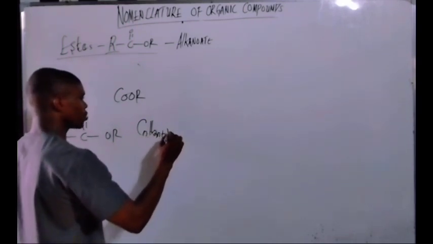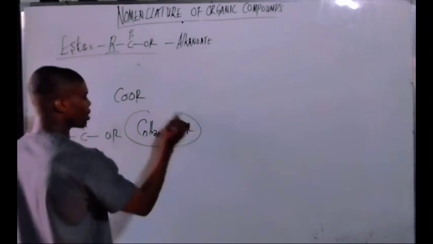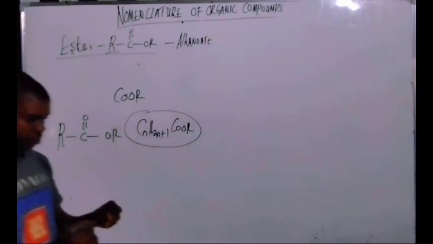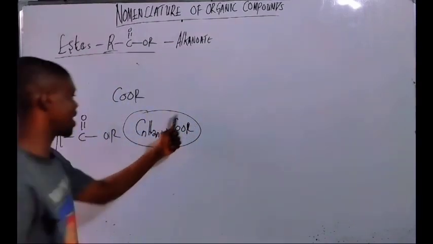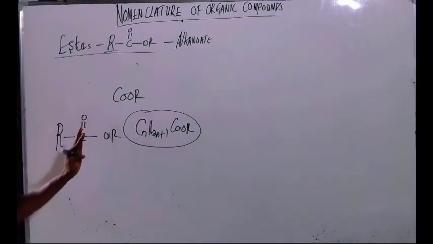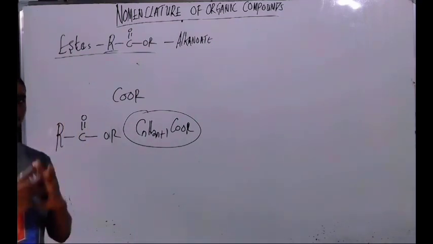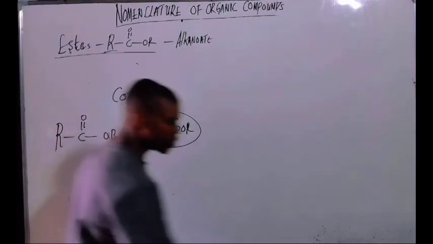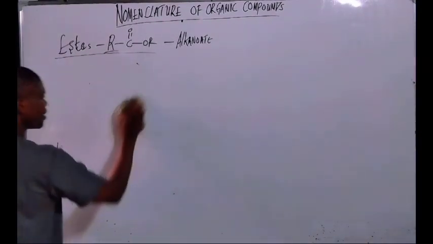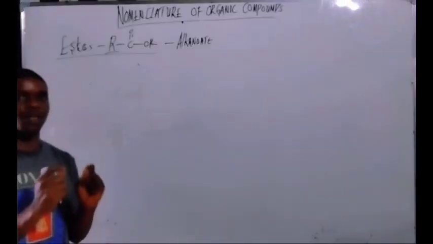They have a general molecular formula of CnH2n+1COOR. I want to differentiate between carboxylic acid and esters, so whenever you see esters, you should recognize them. The nomenclature of esters is derived from the corresponding alkanes.